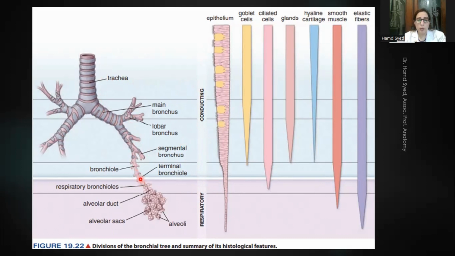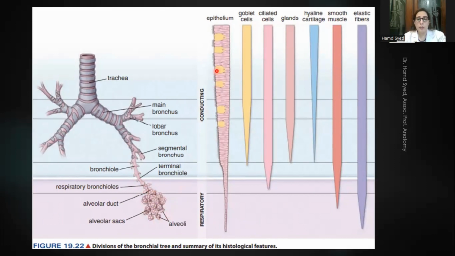Now, from the terminal bronchiole onwards, when we get the respiratory bronchiole onwards, is the respiratory portion of the respiratory tract, meaning this is the part where gaseous exchange is going to take place. So this consists of the respiratory bronchioles and then the alveolar duct sacs and these grape-like bunches of the alveoli.